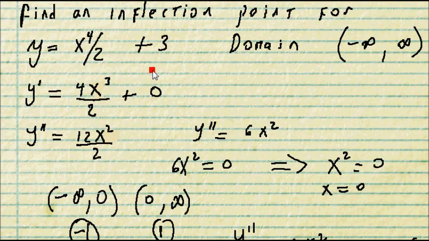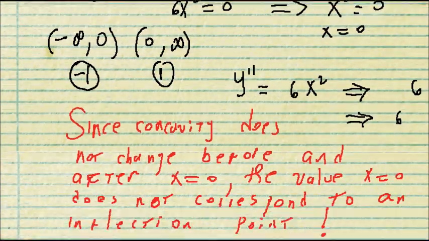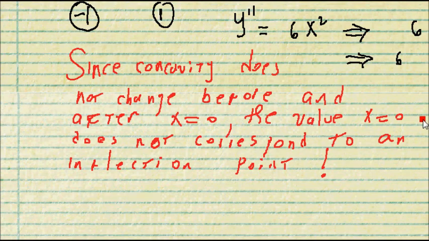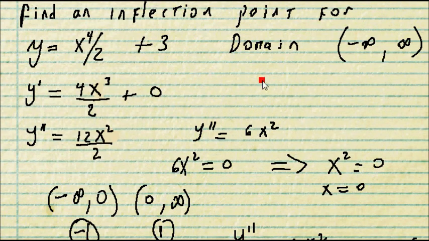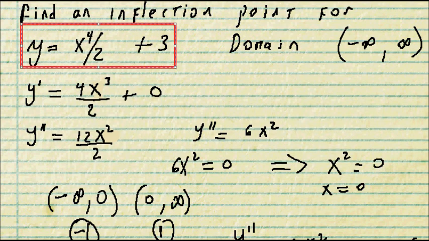All right? Now, many people assume that because the double derivative was 0 when x was equal to 0, this function had an inflection point at x equals 0, and that is absolutely false. So there is no inflection point for this.